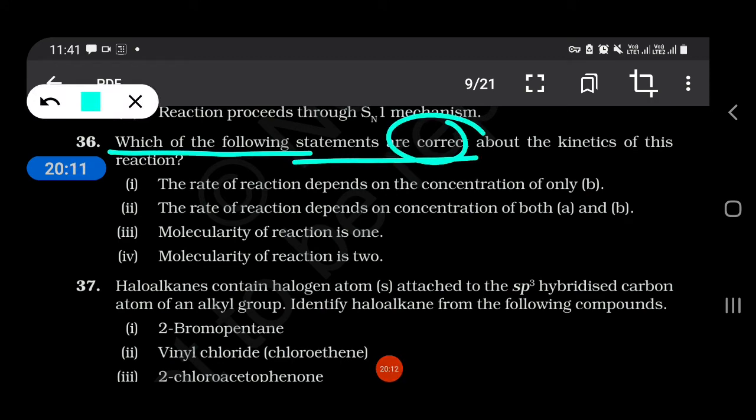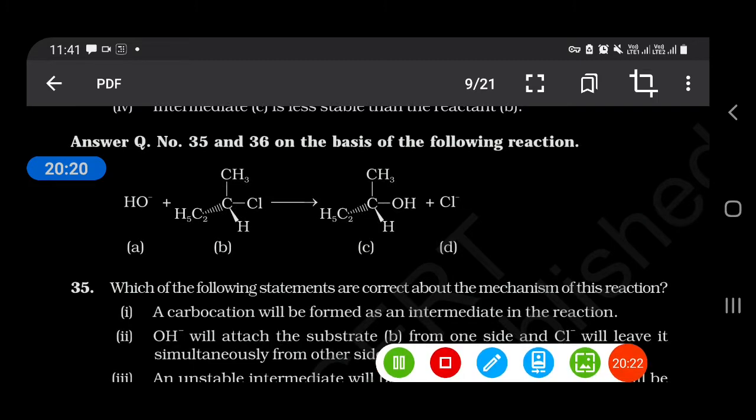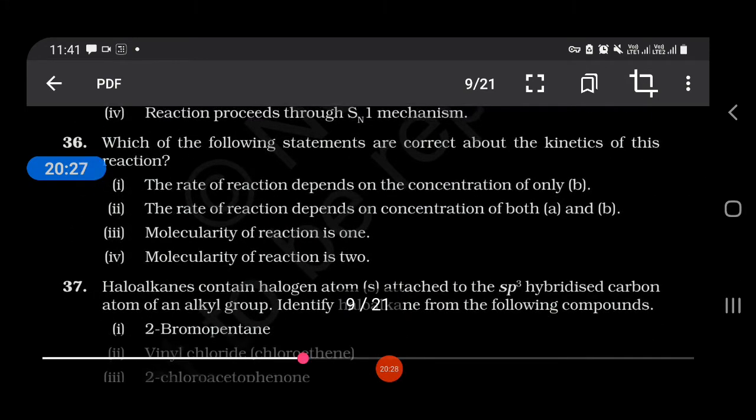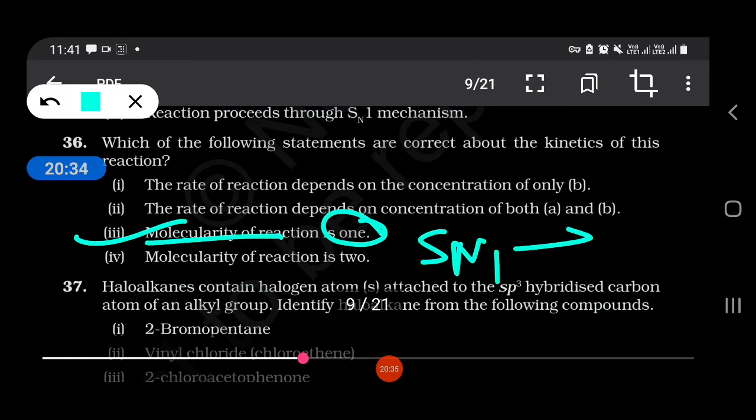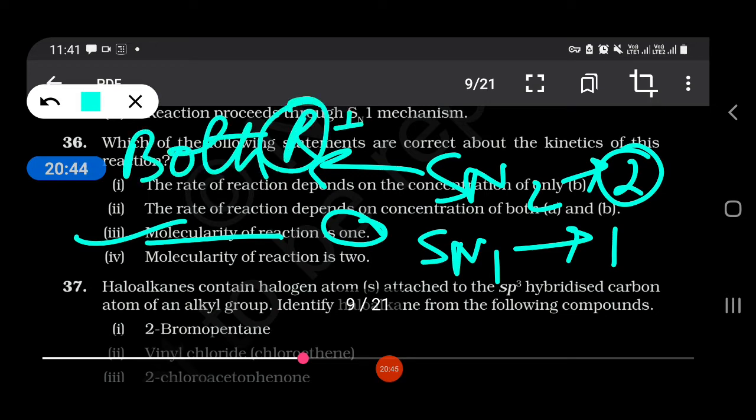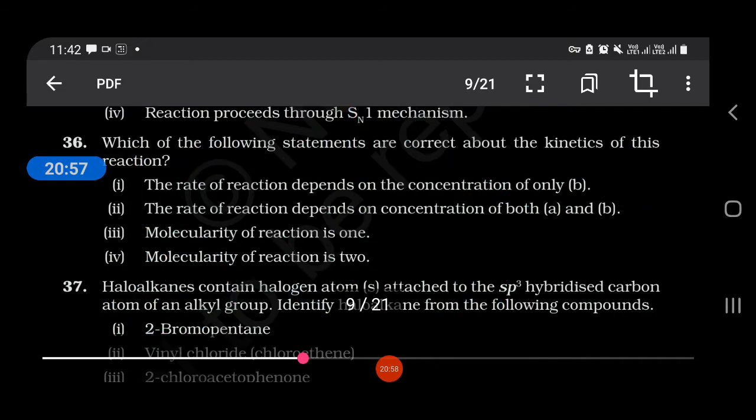Which of the following statements are correct about kinetics of the reaction? The rate of reaction depends on concentration of B only. What is B here? B is the reactant. And molecularity of reaction is 1. SN1 molecularity is 1, SN2 molecularity is 2. In SN2 it depends on both reactants, but here it depends upon only the reactant. And there is formation of carbocation in this case, but in SN2 there is no formation of such compounds.